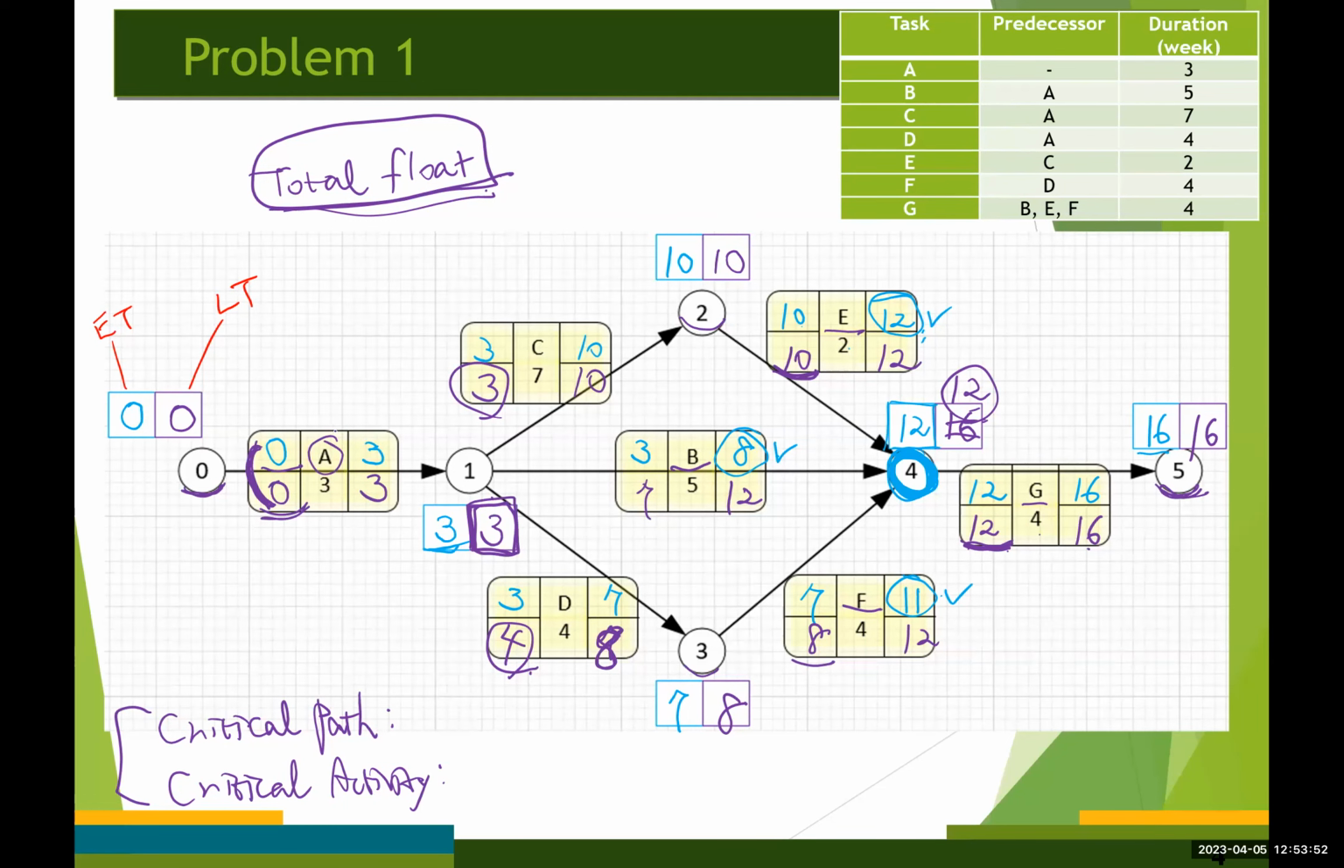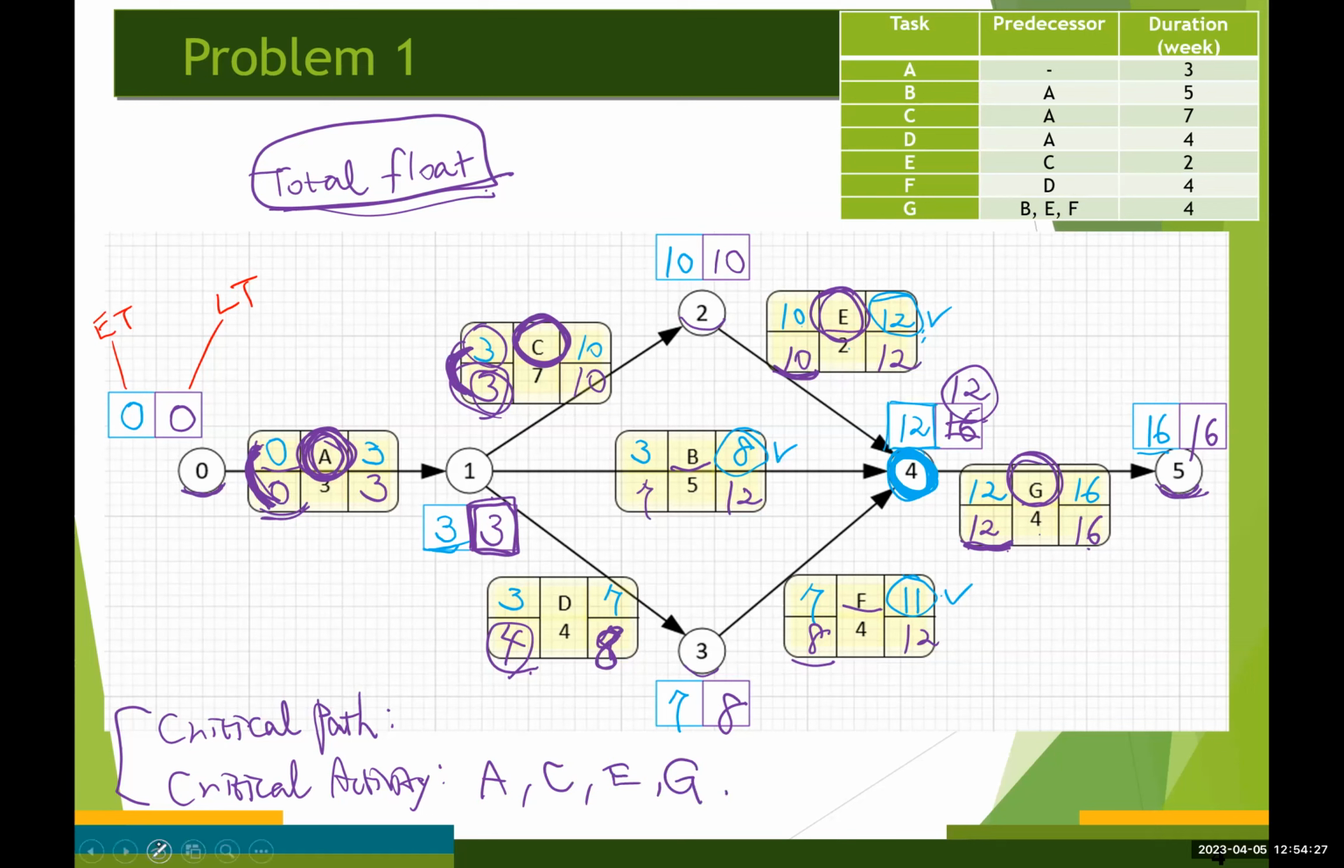So obviously, activity A is one of the critical activities, right? Because there is no difference between these two numbers. Same thing happens. Activity C is going to be one of the other critical activities because there is no difference between these two numbers, right? 3 and 3. Likewise, activity E and G are going to be included in the critical activities. So it's going to be A, C, E, and G, right?